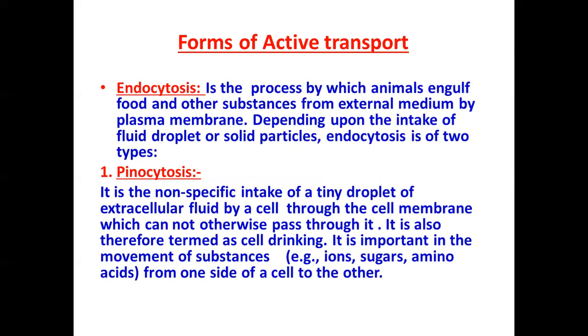Clear? Now, the two types. The first is pinocytosis. Pinocytosis is also known as podocytosis. It is the non-specific intake of a tiny droplet of extracellular fluid by a cell through the cell membrane, which cannot otherwise pass through it. It is therefore also termed cell drinking. It is important in the movement of substances, for example iron, sugars, amino acids, from one side of a cell to the other. Basically, it is a liquid transfer from outside to inside of the cell.